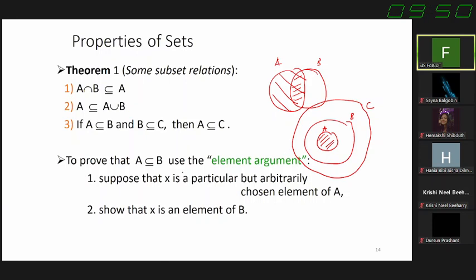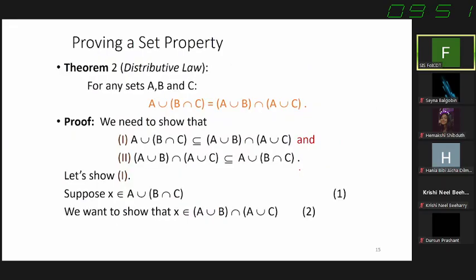To prove that A is a subset of B, use the element argument. What is the element argument? Let X be an element of A, and then you need to prove that X is also an element of B. How simple is that?